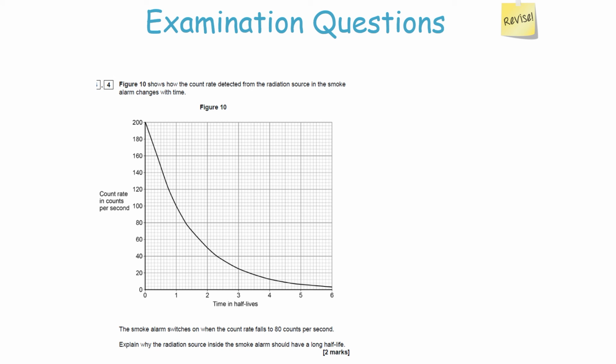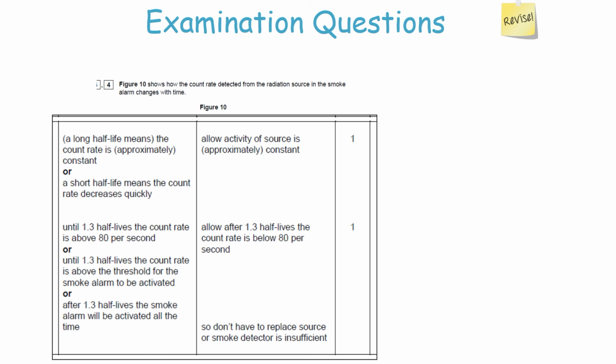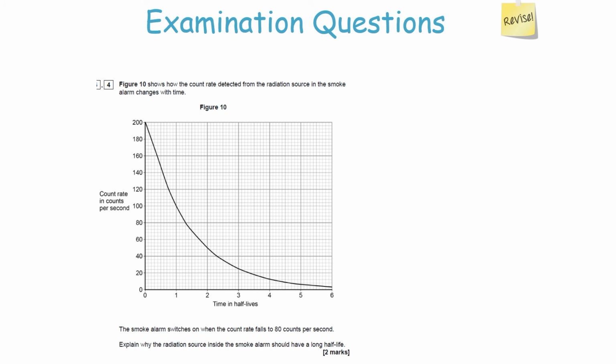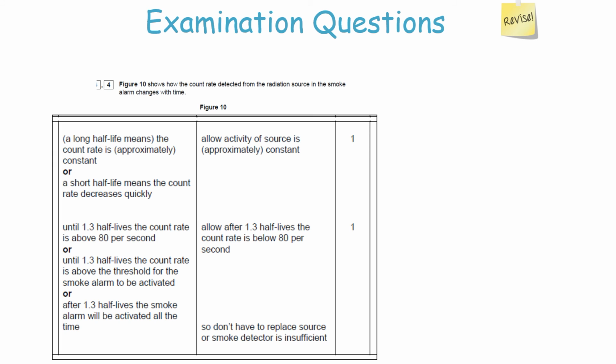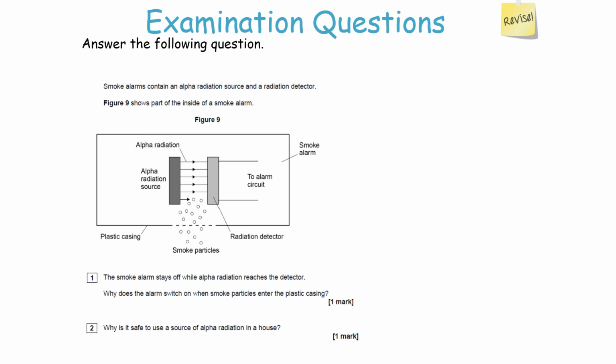Right, so the idea is that if you have a long half-life, it takes a long time for the count rate to halve. So a long half-life means the count rate is approximately constant, whereas a short half-life would mean the count rate decreased too quickly. Now you'll notice here from our graph, because you should always relate information from the graph into your answer, that there's only about 1.3 half-lives where the count rate is above 80 counts per second, or 1.3 half-lives before the smoke alarm gets activated. So you want a long half-life so that you don't have to replace your smoke alarm as quickly as you would do otherwise. Let's look at the next question.